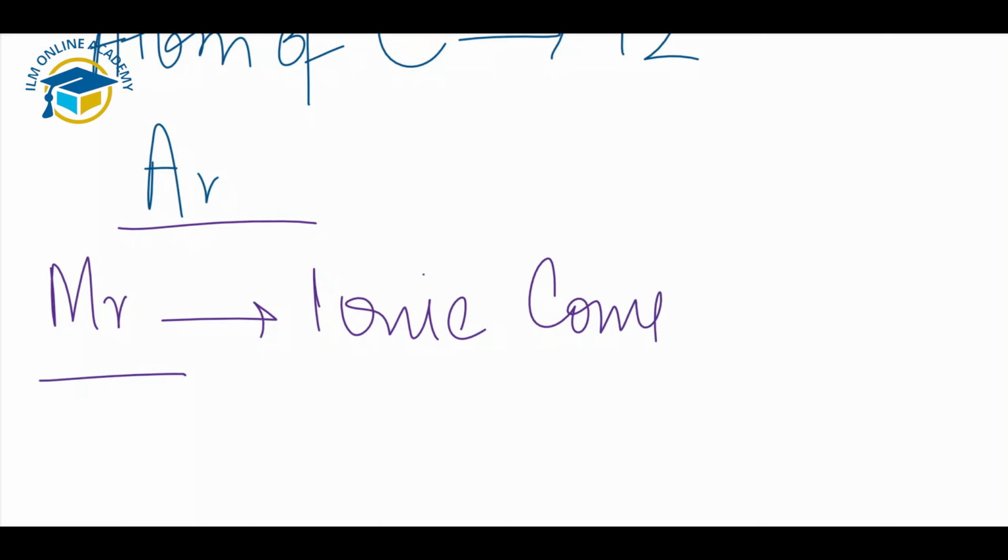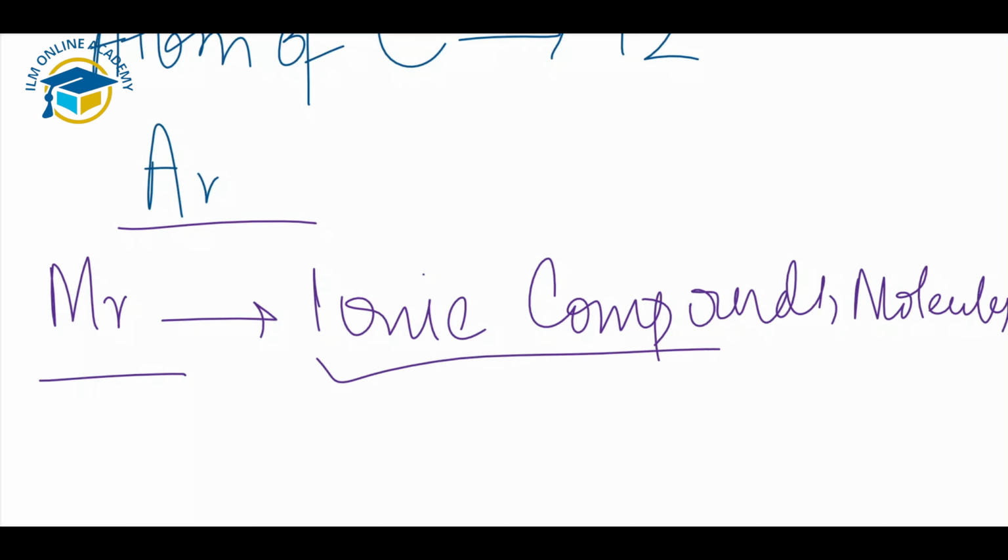For ionic compounds we can use relative formula mass, with formula units. Relative molecular mass is the sum of all the relative atomic masses of the elements that are present in the molecule or compound. For ionic compounds, you can also use the term known as formula unit.